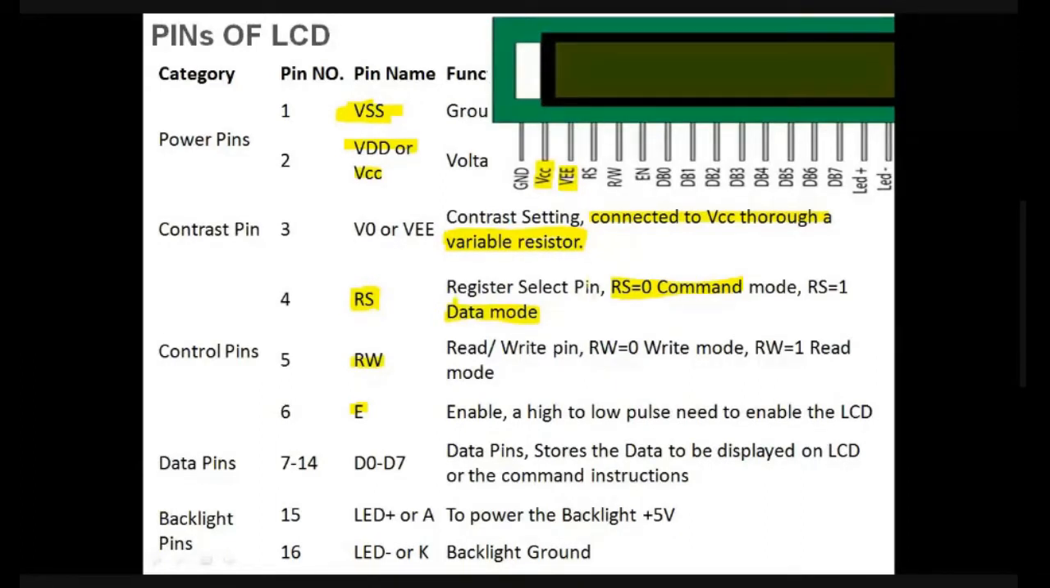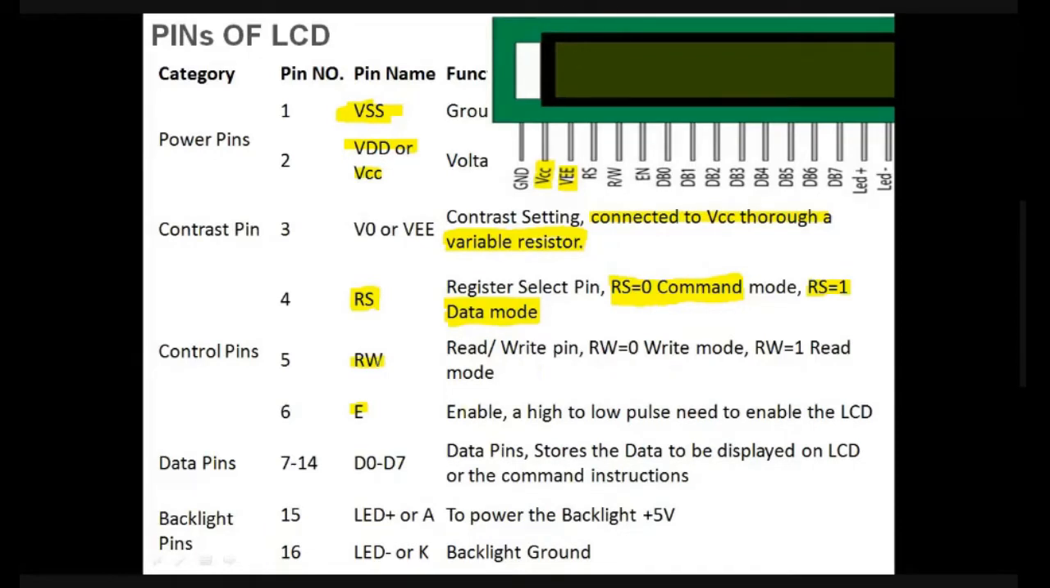When RS is 0, the LCD operates in command mode. If RS equal to 1, then the LCD operates in data mode. So whatever input data is given, that input data is displayed on the LCD display.